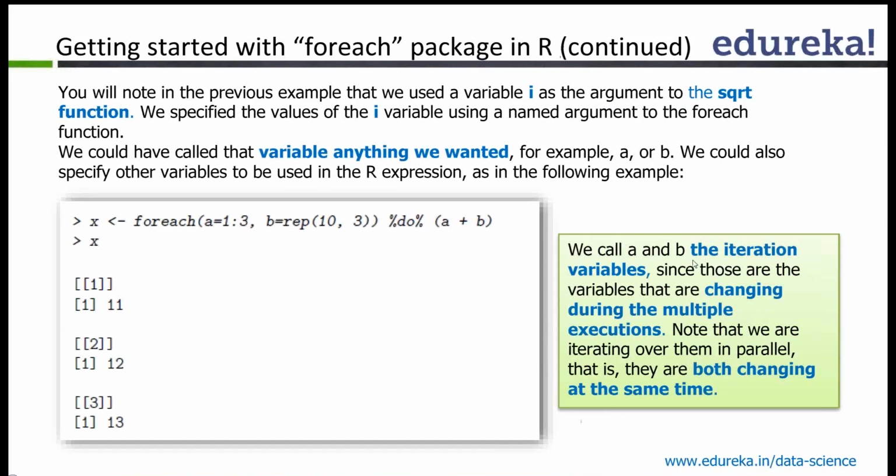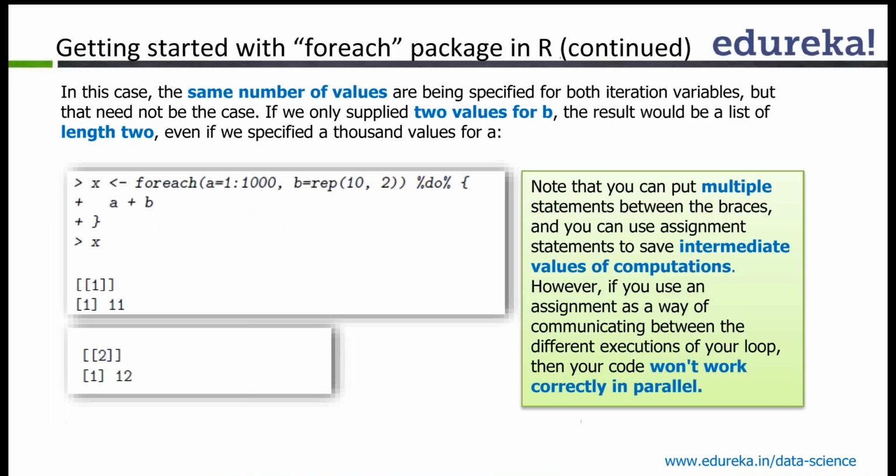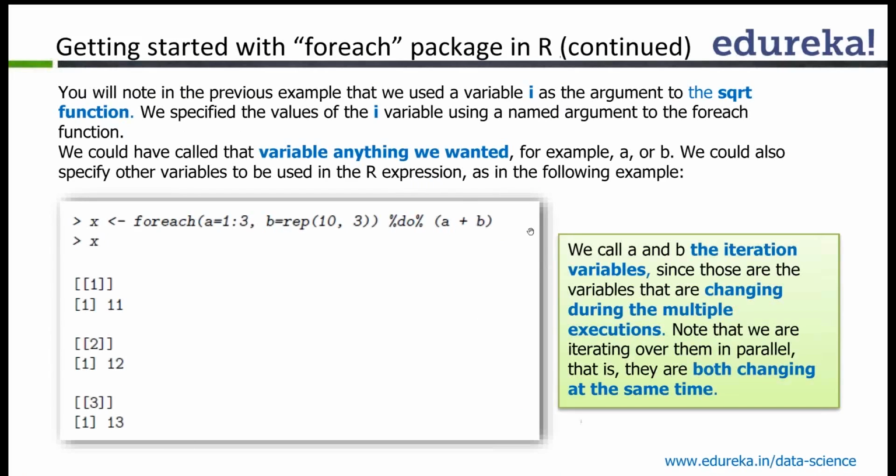Yeah, this one just simply talks about iteration variables and how they change across different iterations. And also the fact that you can write any computation you want. And these A and B are simply some names. You can put any name here. I can say for Edureka is equal to 1:3 and India is equal to rep of 10,3. Any names. Those are simply iteration variables.